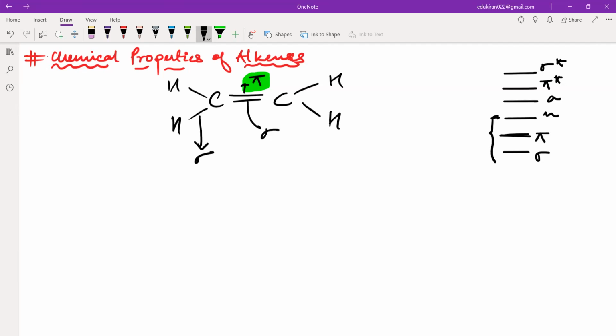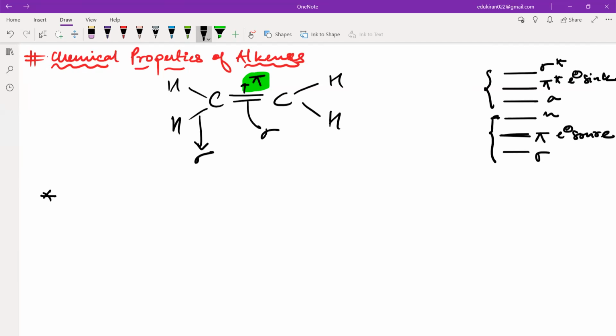So in your reaction, these are the electron sources, and these are the electron sinks, where the electron goes. So here we have pi, which has more electrons, and this will be an electron source.